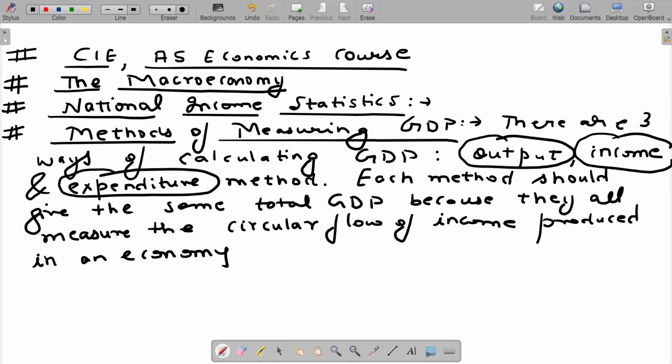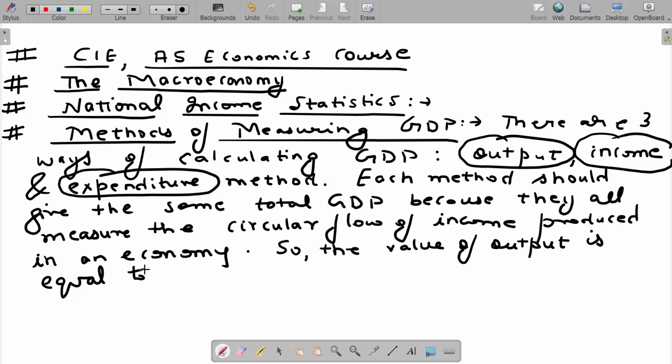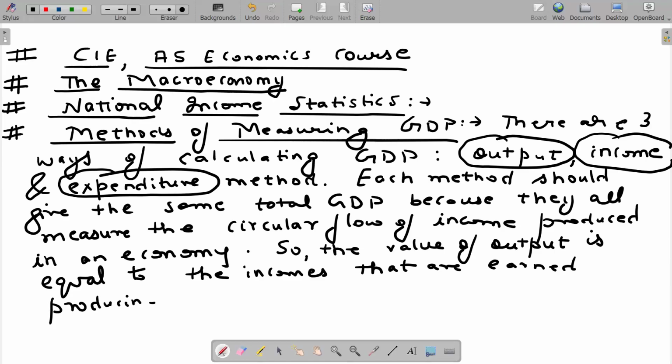Okay, so I can write, the value of output is equal to the incomes that are earned producing it. The value of the output is equal to the incomes that are earned producing it.